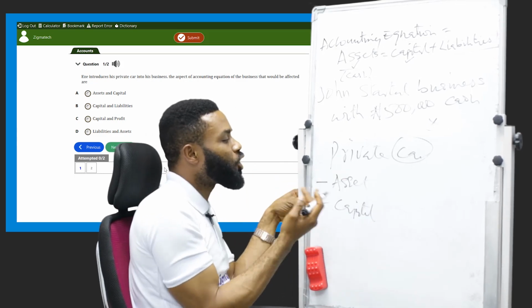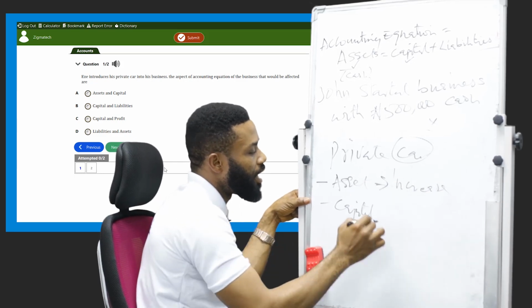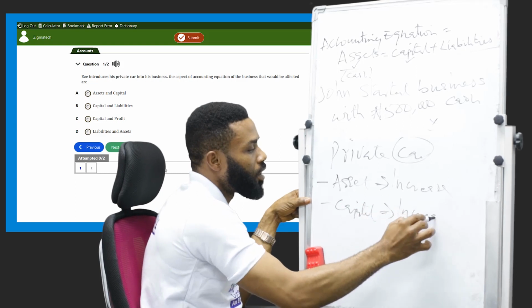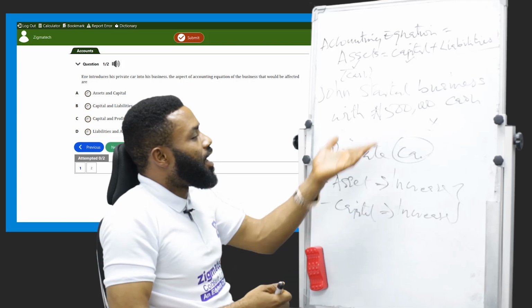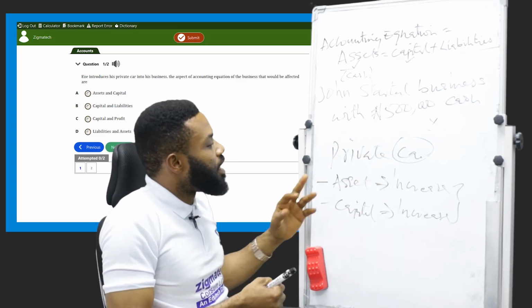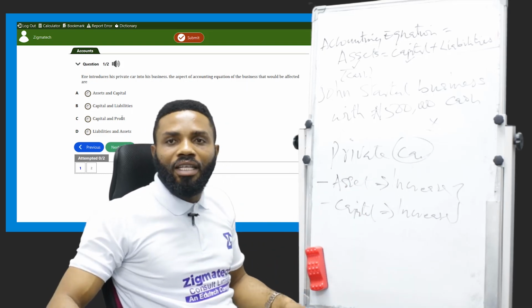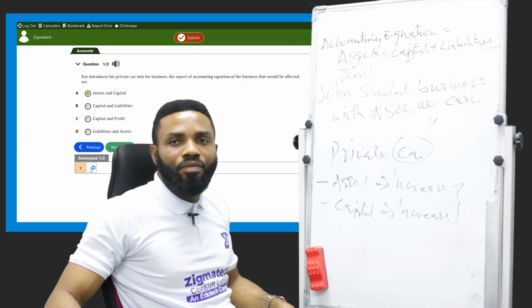Now, what is the nature of the effect? Asset will increase, and then capital will also increase. They didn't ask us the nature of the effect. They only asked the part of the effect that it will have. The effect is that it will affect asset and what? Capital. So the answer is A.